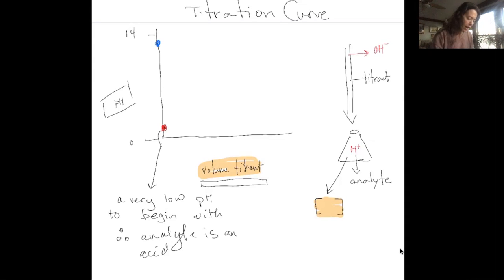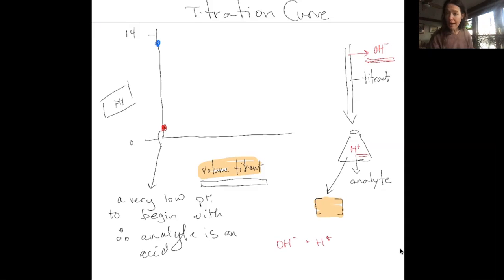As we add the titrant, you've written your acid-base equations to the analyte. We see that the hydroxide, which is the strongest base that there is, grabs onto the hydrogens that are present, leaving, if it's a weak acid, the conjugate base behind. The conjugate base of a weak acid is a strong base.